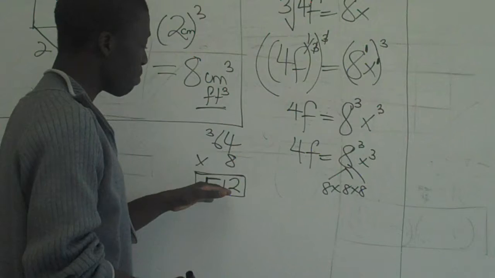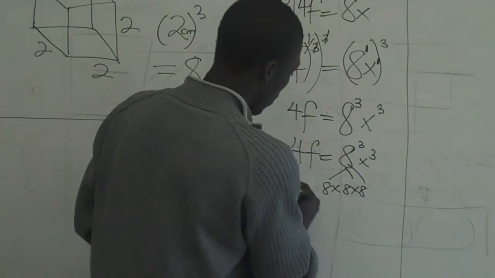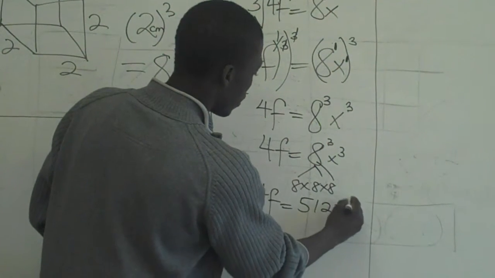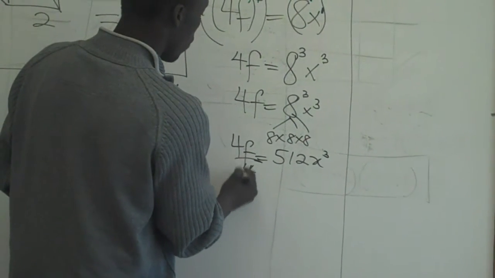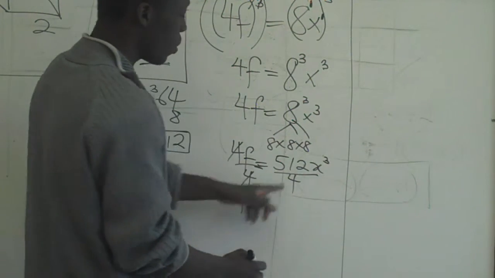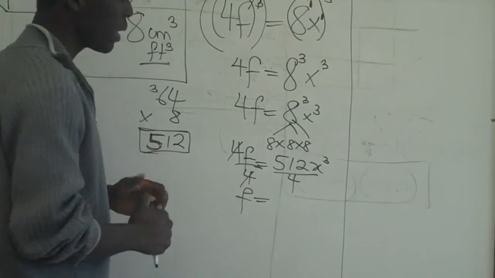Now we can take that, and it's now here. So 4f is equal to 512x cubed. You divide both sides by 4, and all you get now is f is equal to 4 goes into 51. How many times?